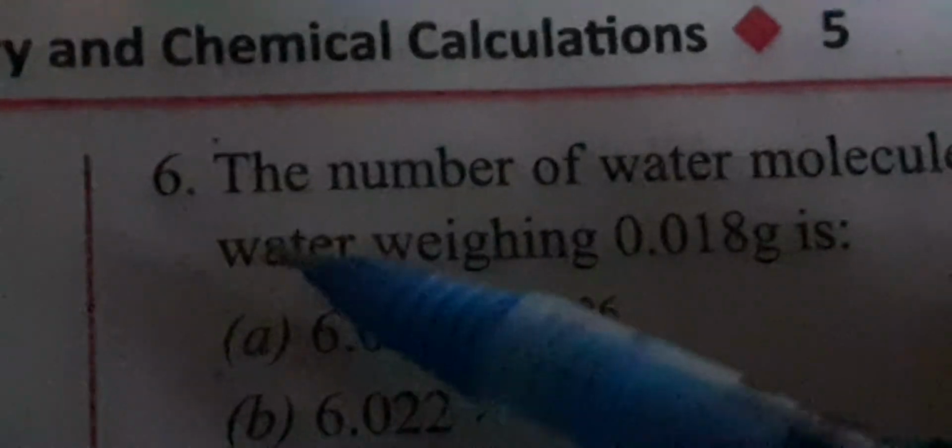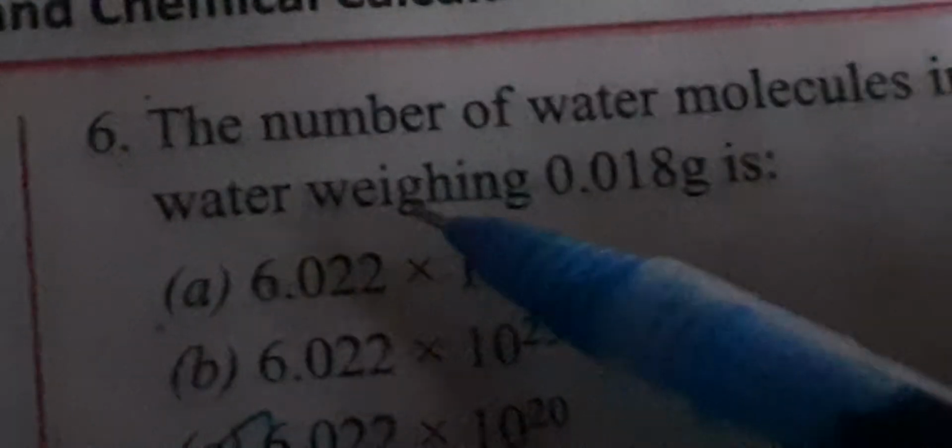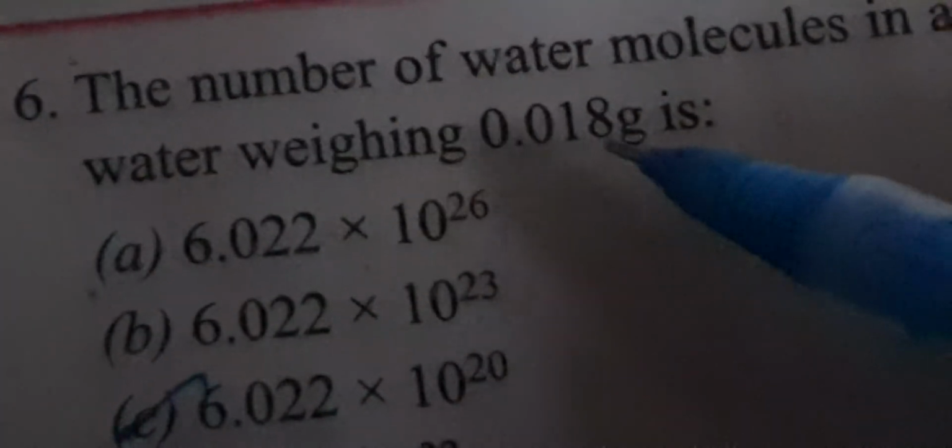Okay, so the number of water molecules in a drop of water weighing 0.018 gram is 6.22 into 10 to the power 20. Check the power, 10 to the power 20.